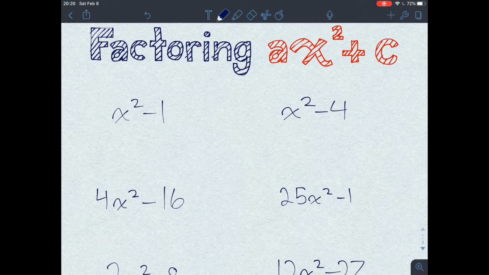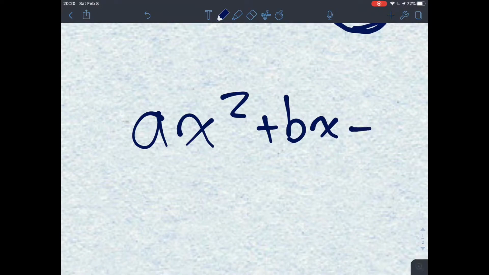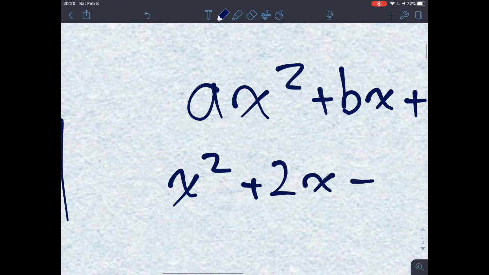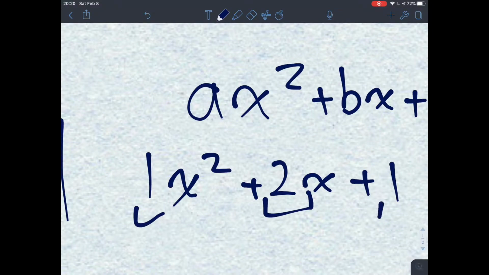Today, we're going to be factoring more quadratics. In a normal quadratic, the format would be ax squared plus bx plus c. We would see this with something like x squared plus 2x plus 1, because the a would just be 1, the b would be 2, and the c would be 1. So a, b, and c.